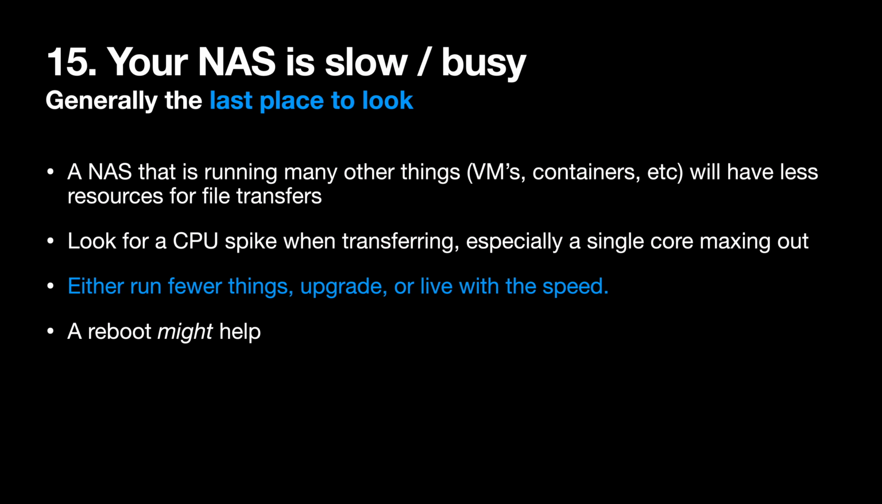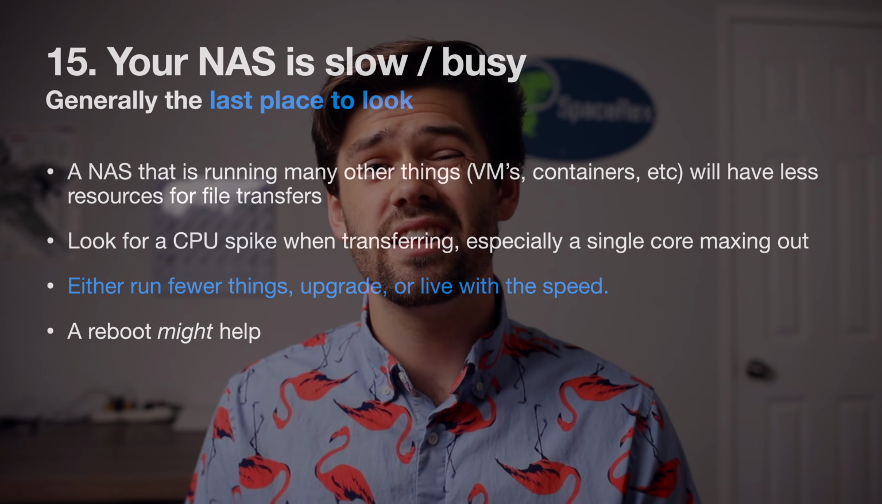And finally, 15, it's your NAS. Your NAS is just too slow or busy. Specifically, it's probably the CPU, but if you don't have a lot of RAM, or if you've got a lot of RAM dedicated to virtual machines, it might also be you're running out of RAM, and so things have to be swapped to the disk and back, really slowing down your NAS.